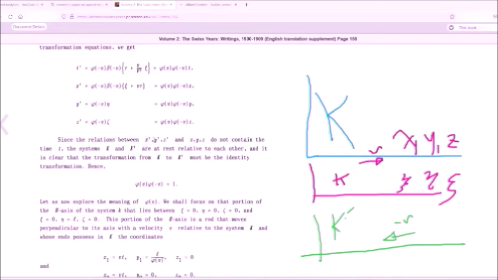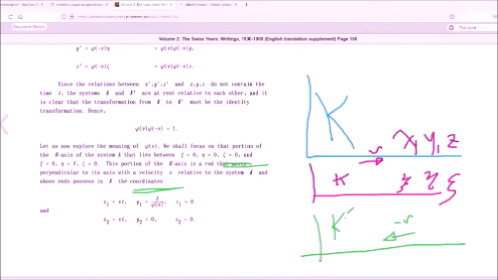Since the relations between x prime, y prime, z prime, and x, y, and z do not contain the time t, the systems k and K prime are at rest to each other, and it is clear that the transformation from K to K prime must be the identity transformation. Hence, the identity means the similarity. The product of these two has to be equal to 1. That was proven before by Lorentz transformation. Let us now explore the meaning of phi of v.